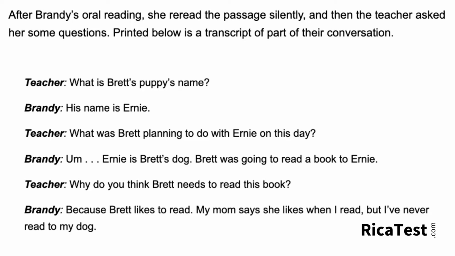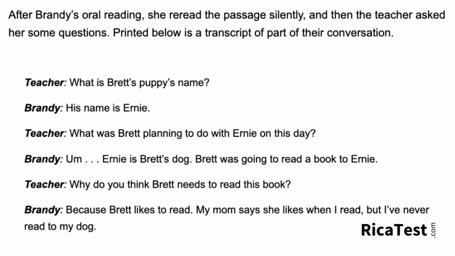Teacher says, "What was Brett planning to do with Ernie on this day?" And Brandy says, "Ernie is Brett's dog. Brett was going to read a book to Ernie." Oh, so this sort of feels important. This question was an inferential comprehension checking question, and she was not able to answer it. I wonder what's going to happen in the third question.